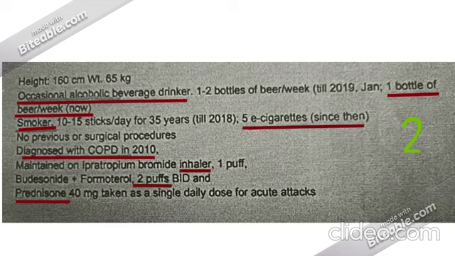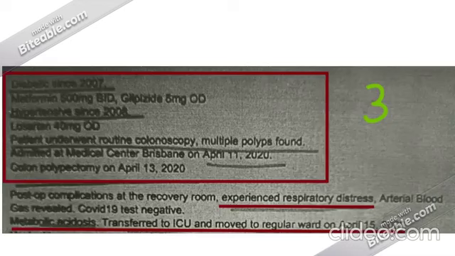No previous surgical procedures. Diagnosed with COPD in 2010 and maintained on ipratropium bromide inhaler, 1 puff. There are more medications and the puff inhaler have been given, so you can just have a look at it. In the same way, she is diabetic and hypertensive since 2007 and 2008, and she is on metformin and glipizide, and for hypertension she is on losartan.